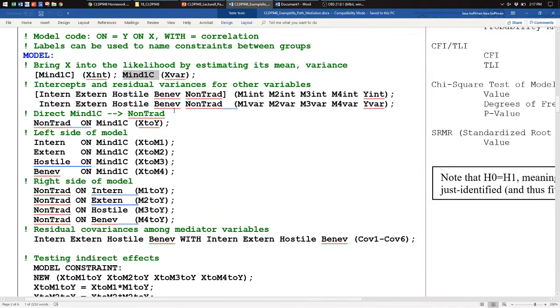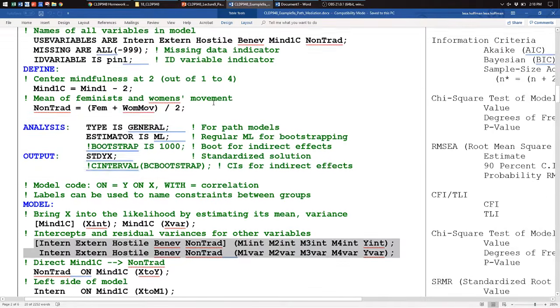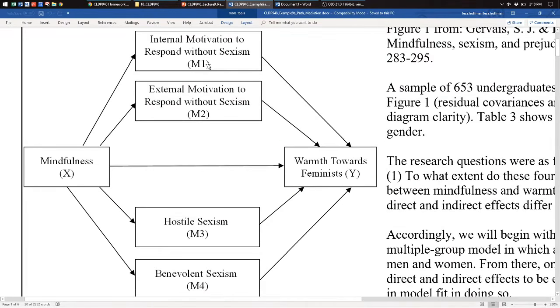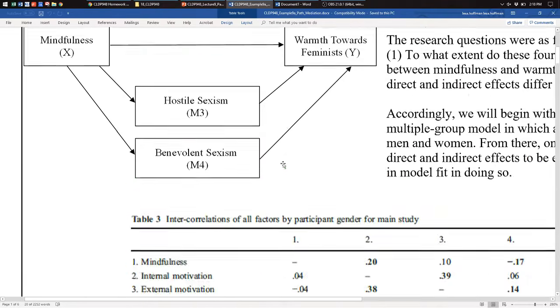So I have labeled all of my parameters here so that you can keep track of what these things mean. The labels are not strictly necessary for anything other than the direct effects that we're going to use to form indirect effects. Same thing here. These are the other 5 variables. When I put it in brackets, I'm referring to their intercepts. When I list them by themselves, those are their residual variances. So that's these 4 in the middle and the y there.